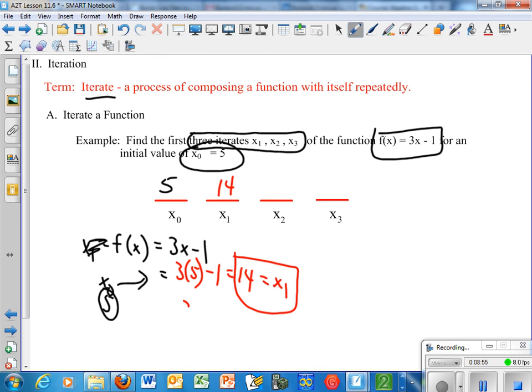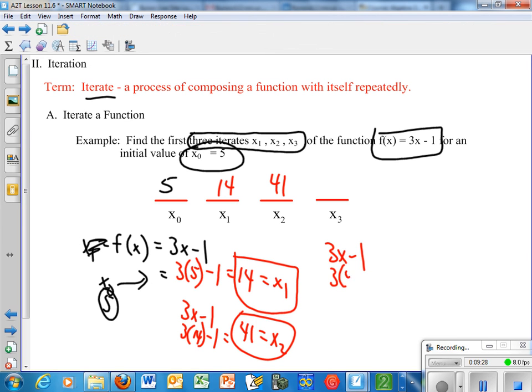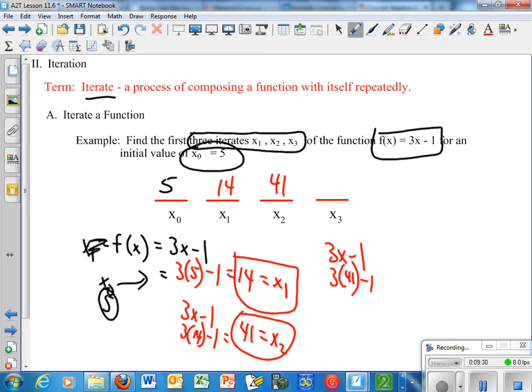Now I plug into the function 3x minus 1. Now I plug the 14 in to find x2. So now I do 3 times 14, subtract 1. So 3 times 14 is 42, subtract 1 would be 41. So there is my second iterate. Now I take that output to find x3, so let's put 41 there. To find x3, I'm going to plug in 41. So again, 3x minus 1 is my function. So I'm going to do 3 times 41, subtract 1. That should give you 122. So that is my third iterate, or x3.